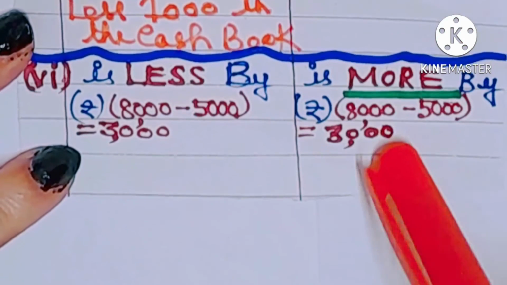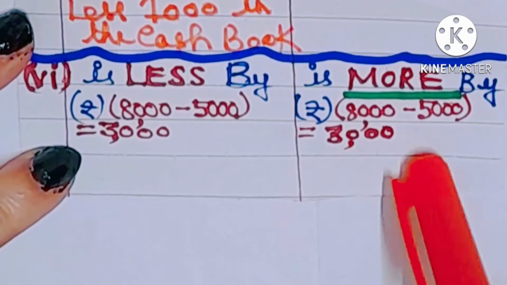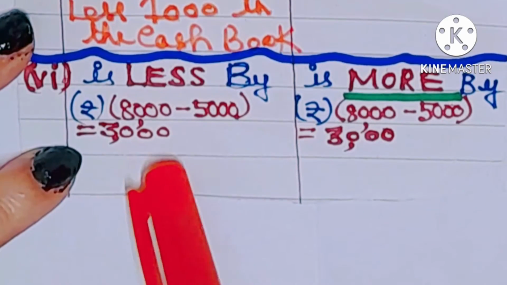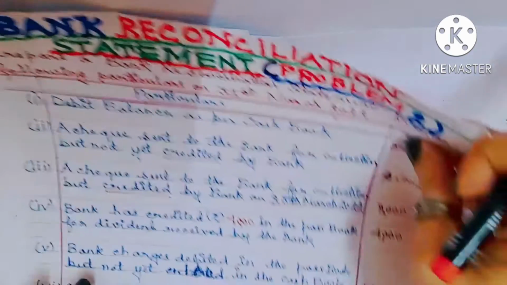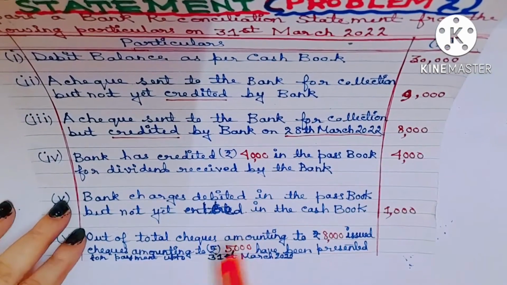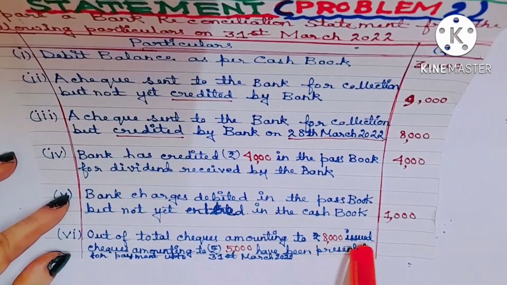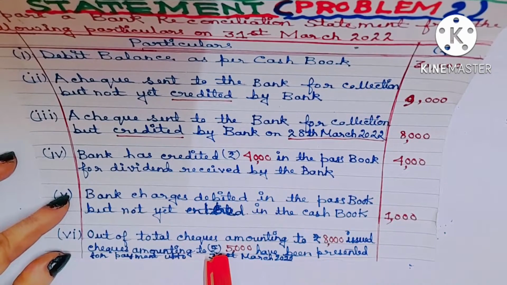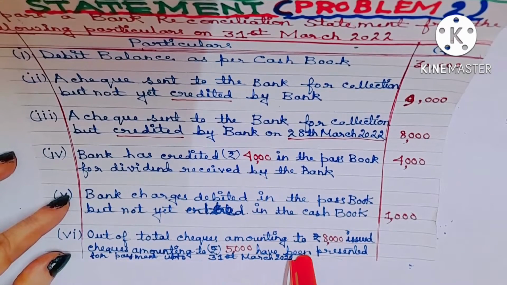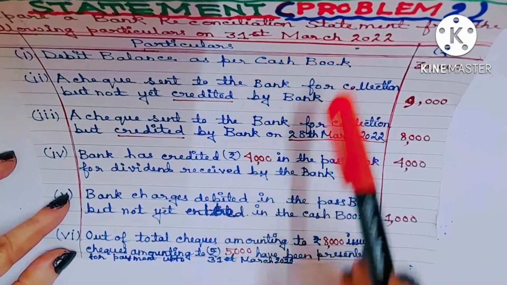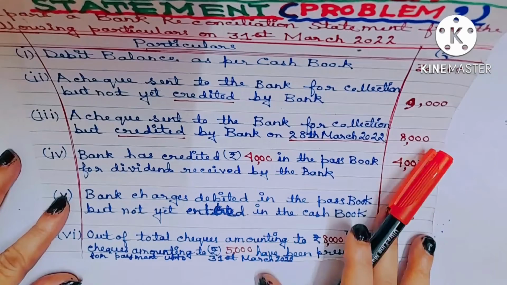Passbook balance is more by rupees 3,000 and cash book balance is less by rupees 3,000. Why? Let's go through the transaction once again. Number 6, out of the total checks amounting to rupees 8,000 issued, checks amounting rupees 5,000 have been presented for payment up to 31st March 2022 or within 31st March 2022. See, 31st March 2022. Date is very important. Okay, now let's do it in the rough work first.